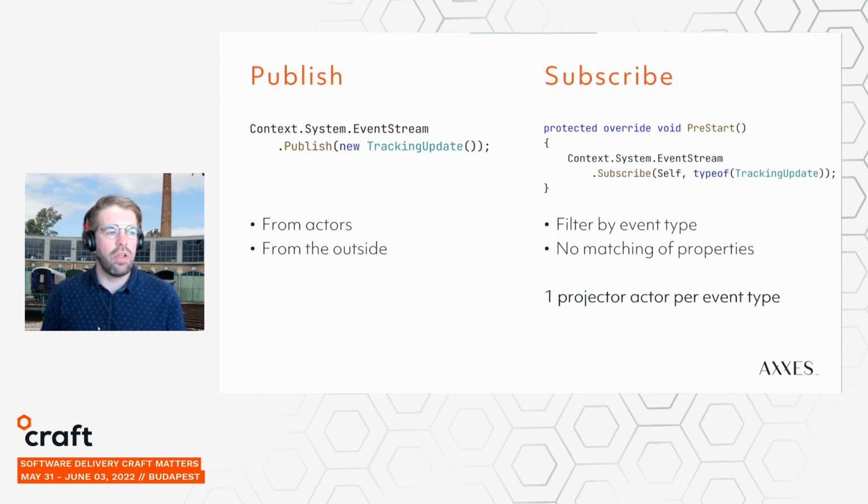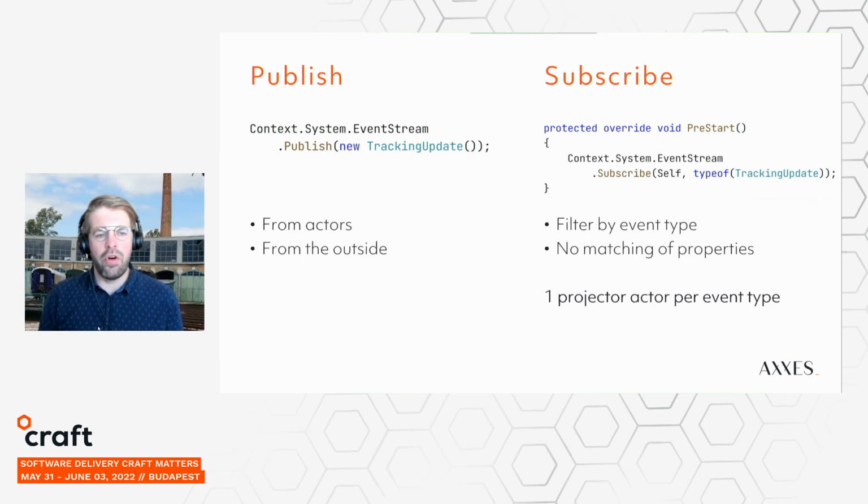Inside an actor, you can go to context.system.eventstream and publish messages. You can do this from your actors, but if you have a reference to the actor system itself, you can also publish to the event stream from the outside. If you want to have actors that subscribe to these events, a common thing to do would be to override the pre-start method, which gets called before any messages get accepted from the inbox, and use that to subscribe yourself to a certain type of message.